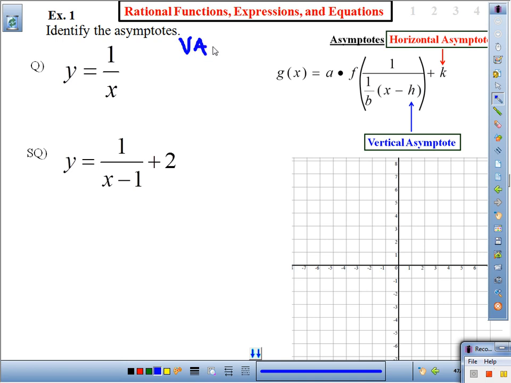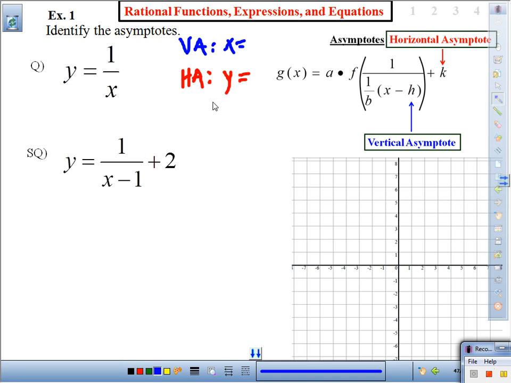Vertical asymptote. Horizontal asymptote. By looking at it, talk it over with your neighbor. Try to match it and let them know what the vertical one is and what the horizontal one is. Let's see. Leo, what's our vertical asymptote? X equals what?